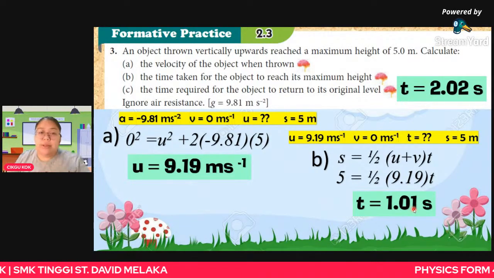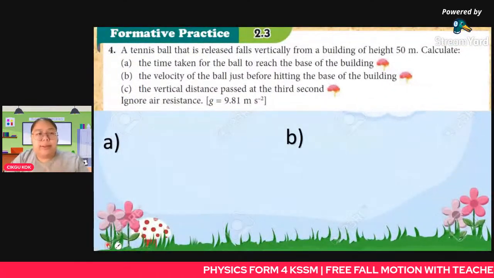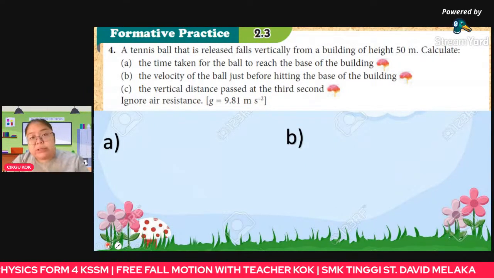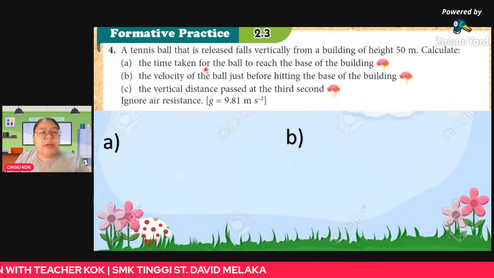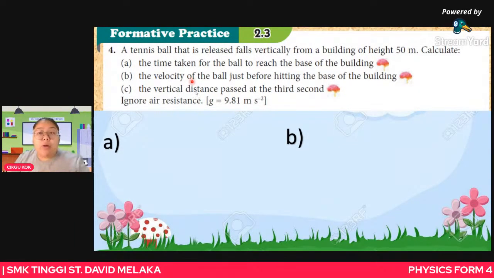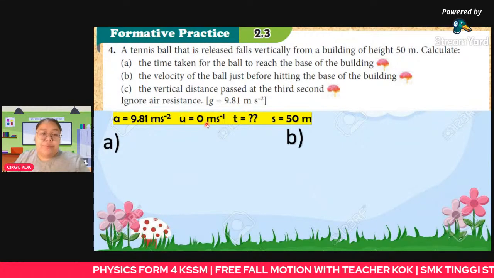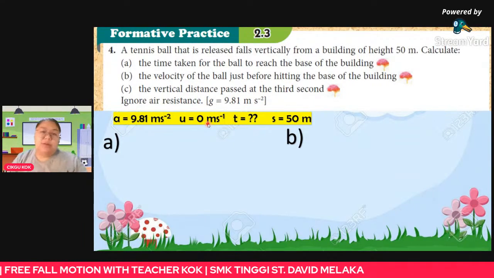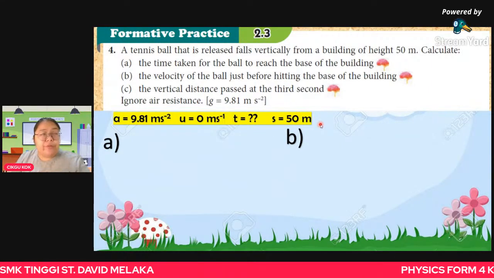2.02. Okay, then we go to the last part, should be number 4. Okay, number 4 is a tennis ball released. Just now it's thrown upward, is it? Now it's a release. Okay, released vertically from the building, 50 meter. So from here, we need to take out all the info first. Okay, something dropped. A equal 9.81, pulled by gravity. Okay, initial velocity 0, because you never push anything, you just release. Okay, time taken we don't know. Then the displacement should be 50 meter.